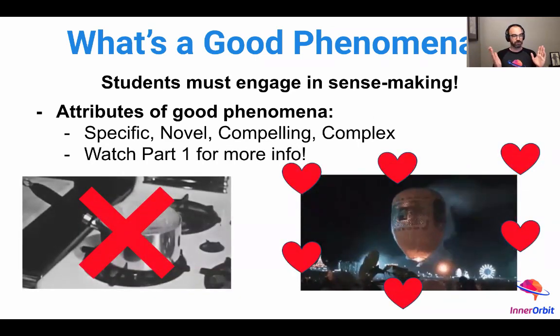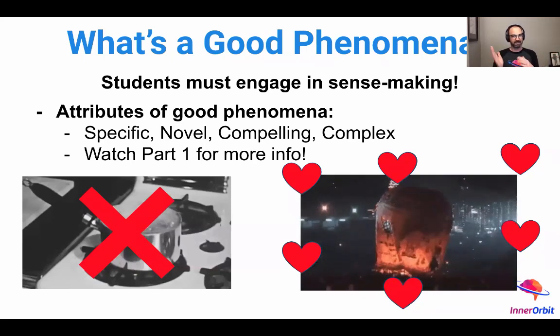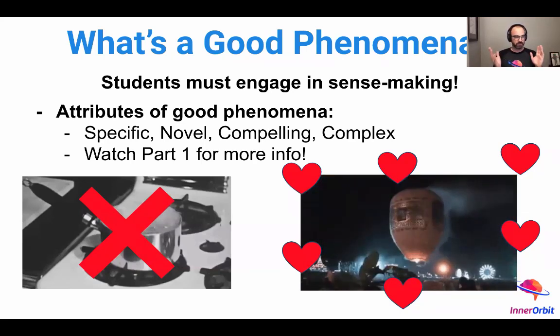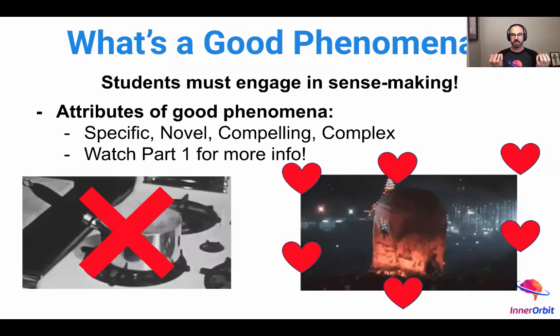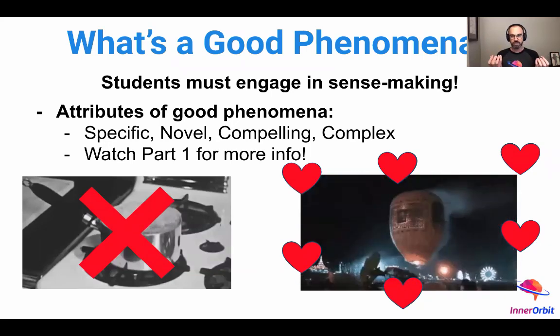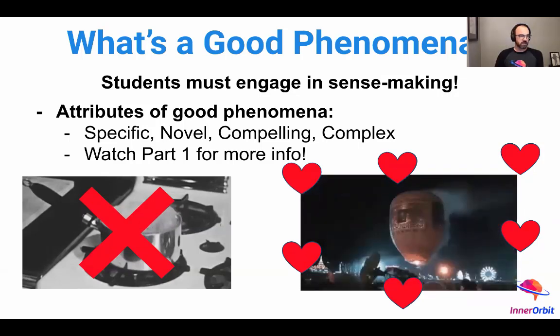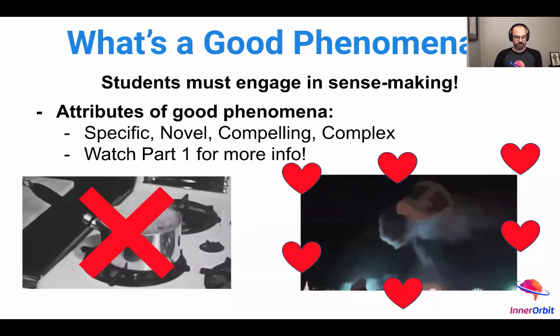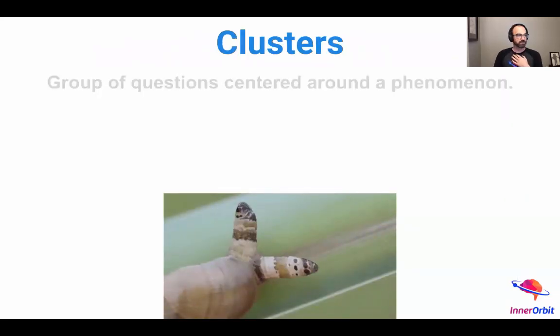We have examples of good phenomena and of poor phenomena. They need to be complex enough that students are having to make sense of what's going on, apply what they've learned. There should be no regurgitation. It should be novel, should be something they haven't seen before, but can be investigated with everything they've learned in the unit. We recommend using clusters of questions as well.